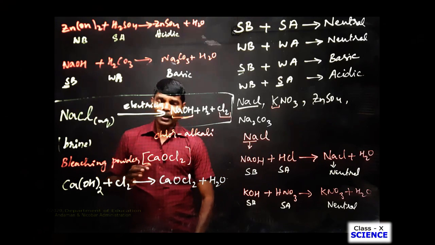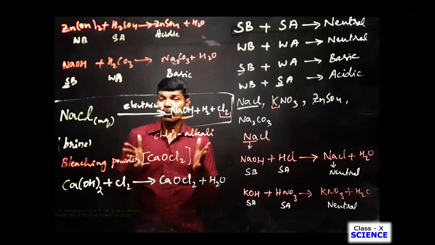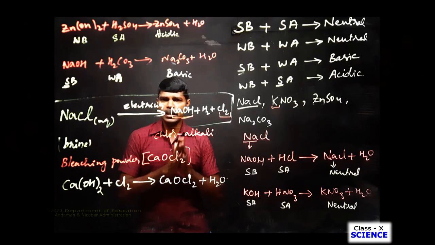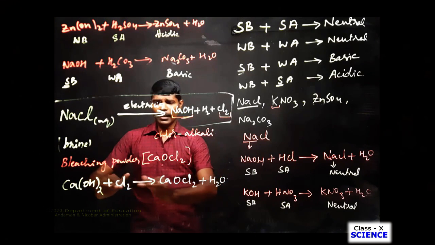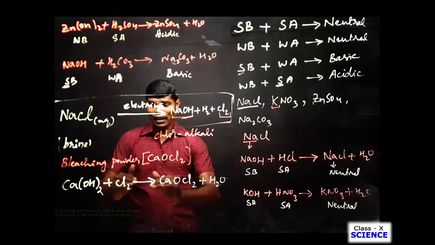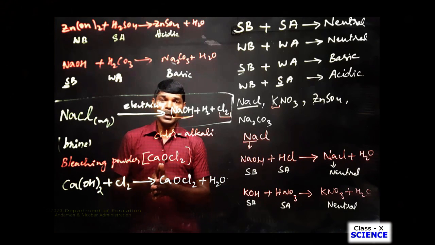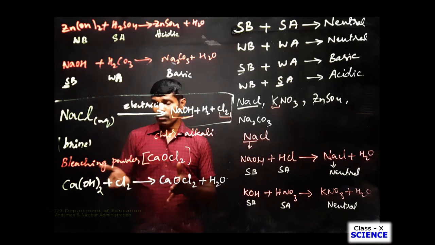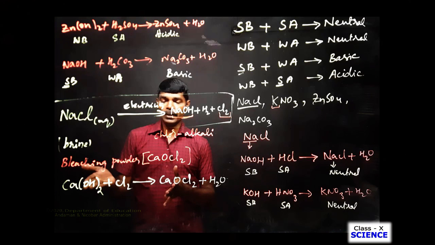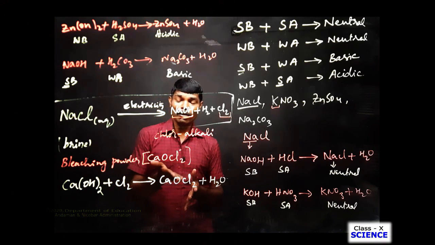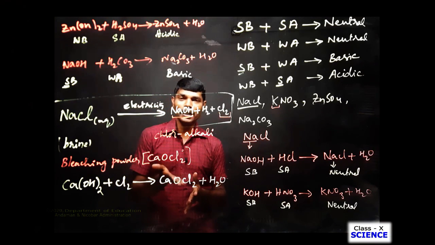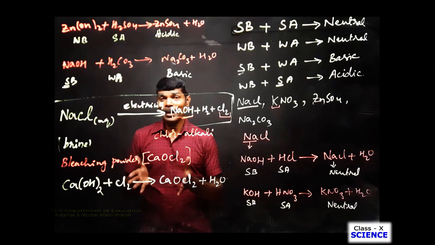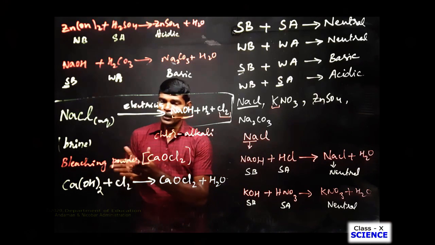As far as the preparation of bleaching powder is concerned, simple, you just remember the chemical equation. By using this chemical equation, you can easily explain the preparation. So here, when you pass chlorine gas through a solution of calcium hydroxide, then calcium oxychloride, also known as bleaching powder, is produced. Now, what are the various properties and uses of this bleaching powder?